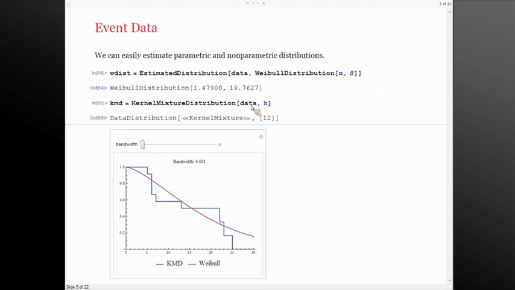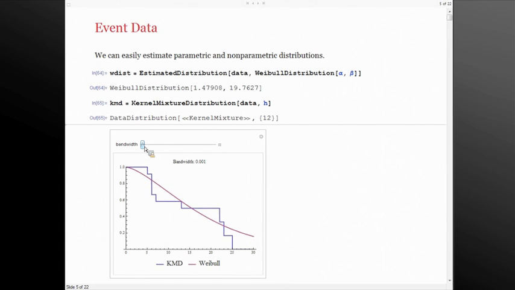So here's a kernel density estimator. I have a bandwidth parameter h. I'm leaving that symbolic. And the reason for that is so that I can let this bandwidth or smoothing parameter vary. What I'm seeing in this Manipulate is the non-parametric kernel density estimate of the survival function. Notice it's a step function right now that looks something like a Kaplan-Meier estimator, for those of you who are familiar with that. And I have my parametric Weibull estimate of the survival curve.